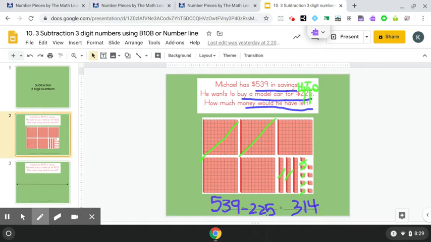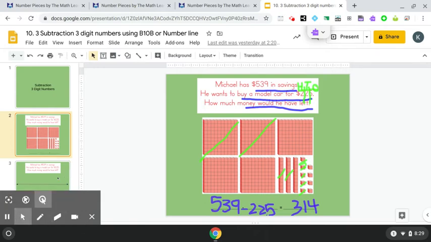That was the base 10 blocks. You've done this before. This is more practice for you, and it helps you to remember that when you're subtracting, you're crossing out blocks to help you find out what the other part is. Okay, let's take a look at the next slide.